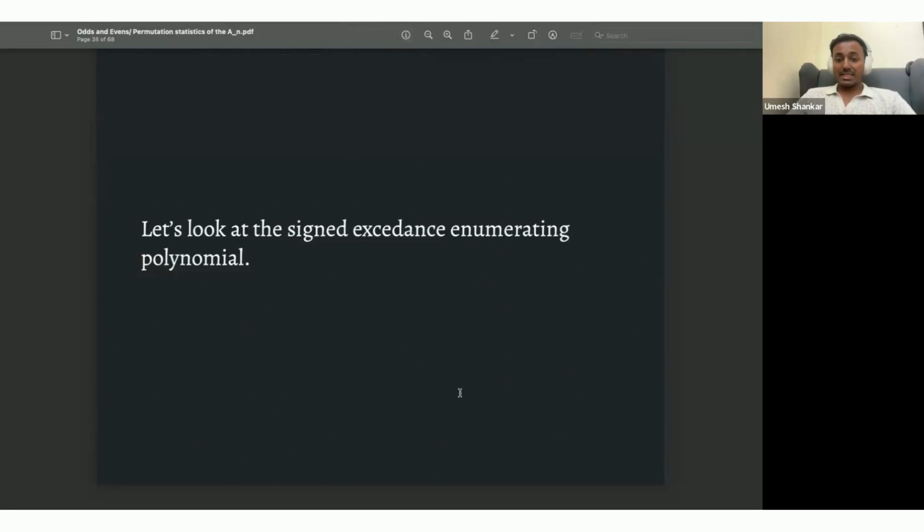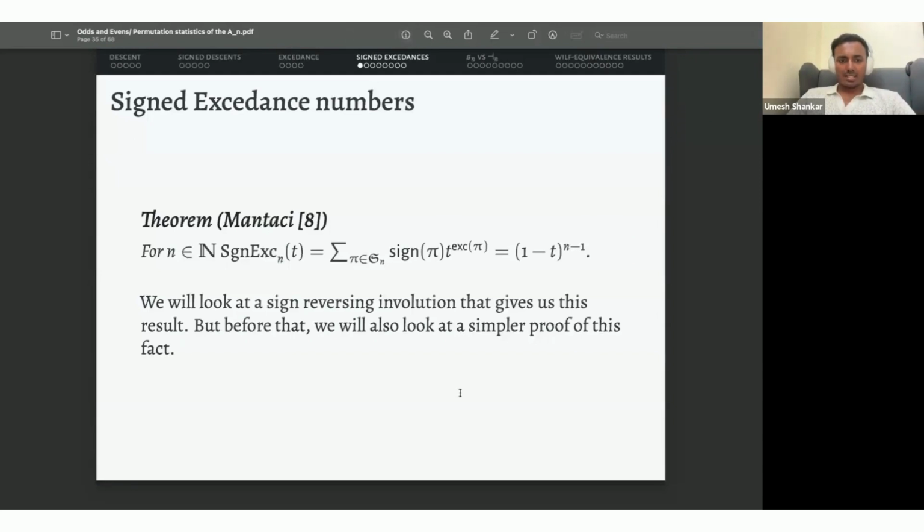So now let's look at the signed exceedance enumerating polynomial. We saw the descent polynomial, we saw the signed descent enumerating polynomial. The exceedance polynomial is the same as the descent polynomial. And now we are going to look at the signed exceedance enumerating polynomial. Mantaci proved this in 92. He gave this very simple formula for the signed exceedance polynomial. It is just 1 minus t raised to the power n minus 1.